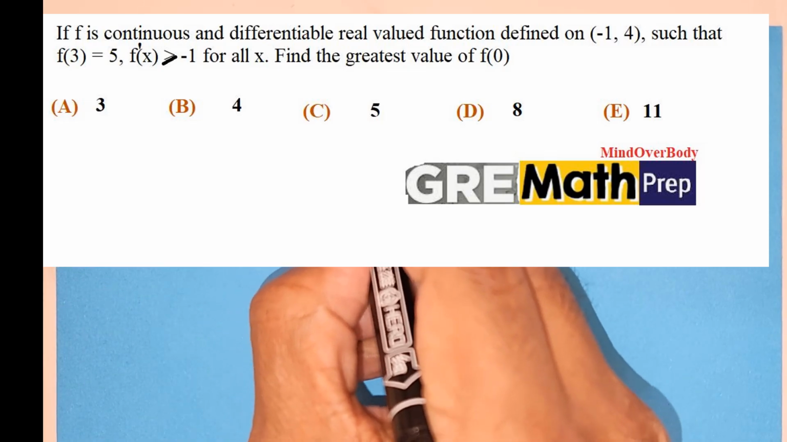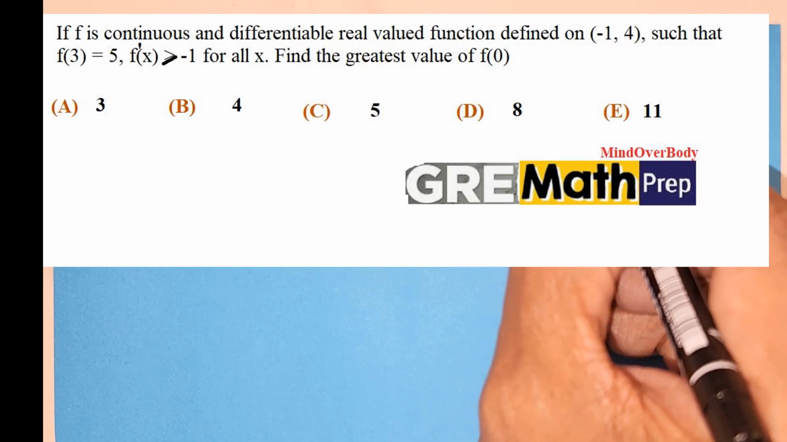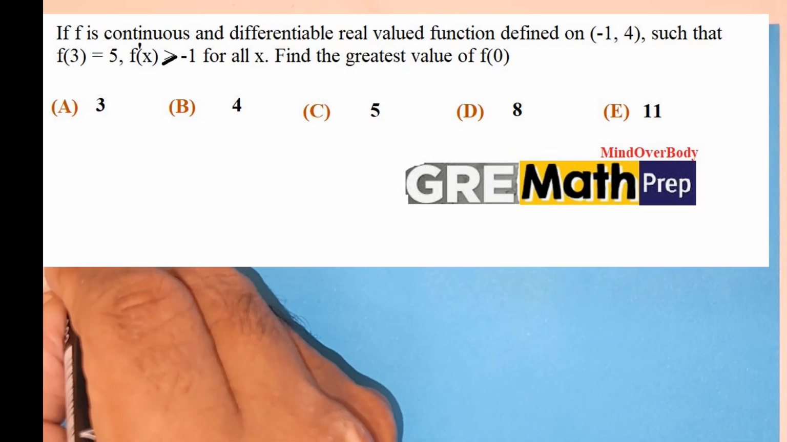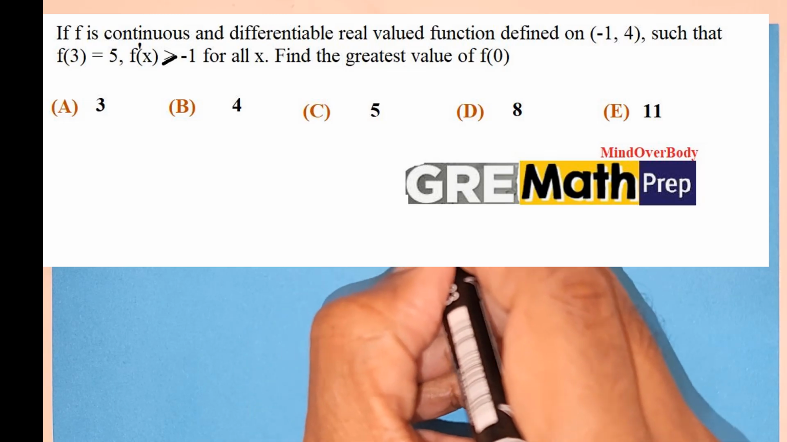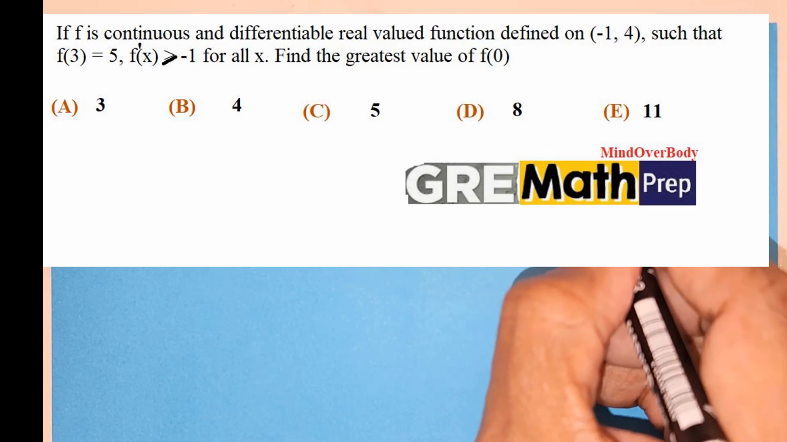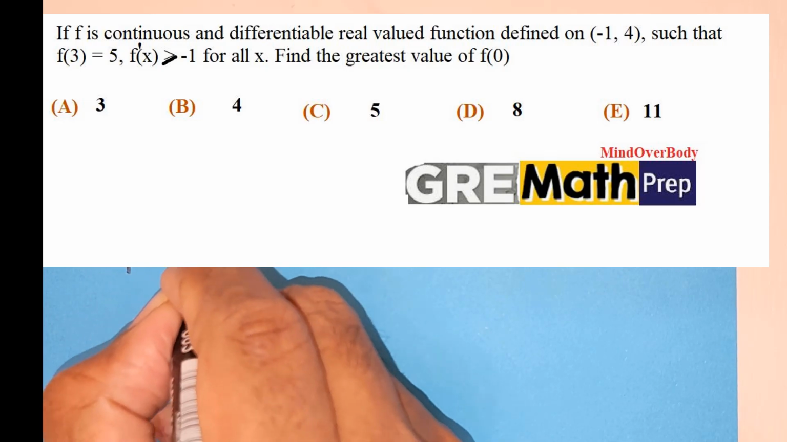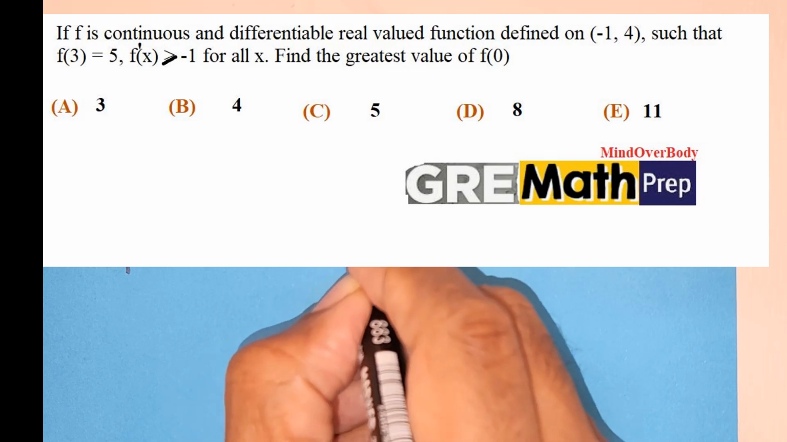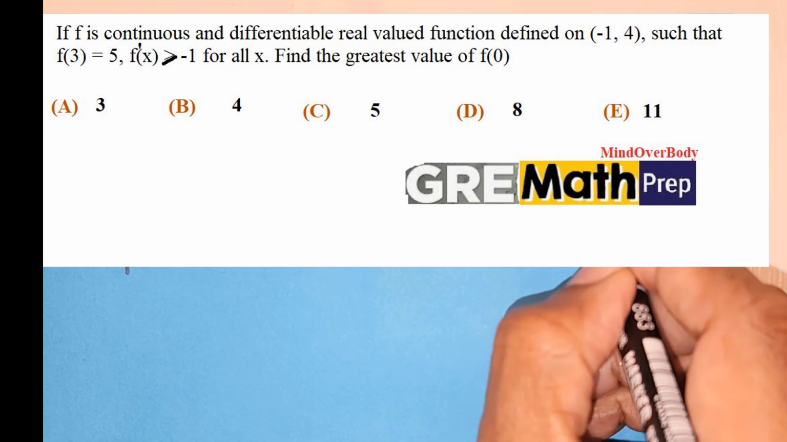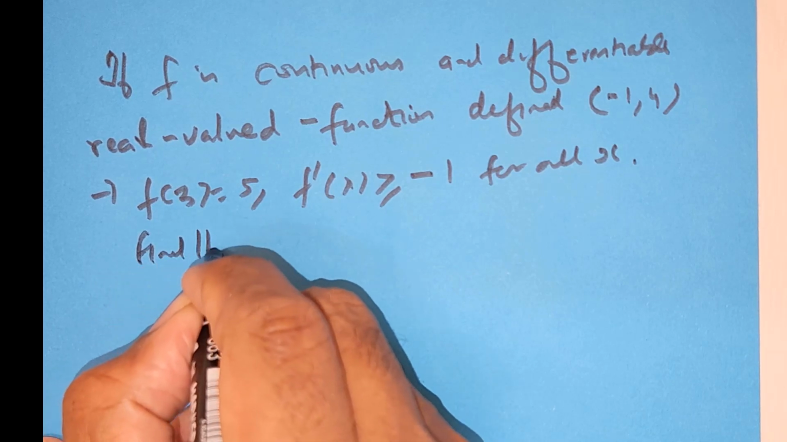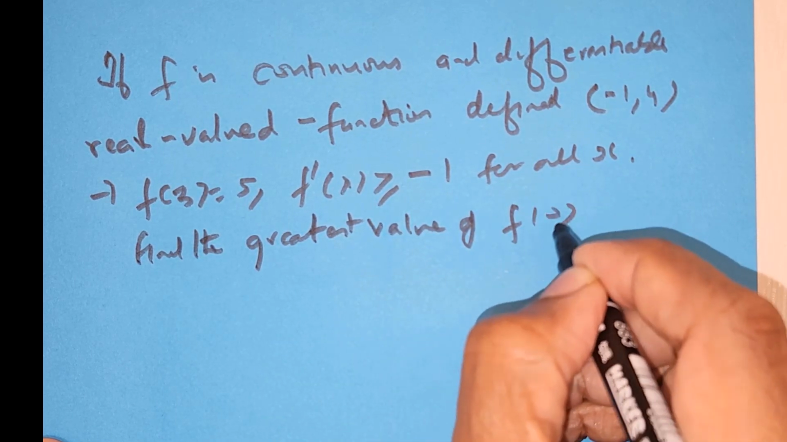If f is continuous and differentiable, real valued function defined on the open interval -1, 4 such that f of 3 is equal to 5 and f dash of x is greater than or equal to -1 for all x, find the greatest value of f of 0.